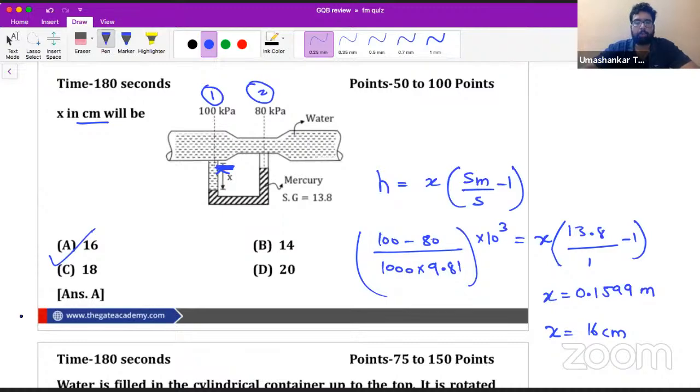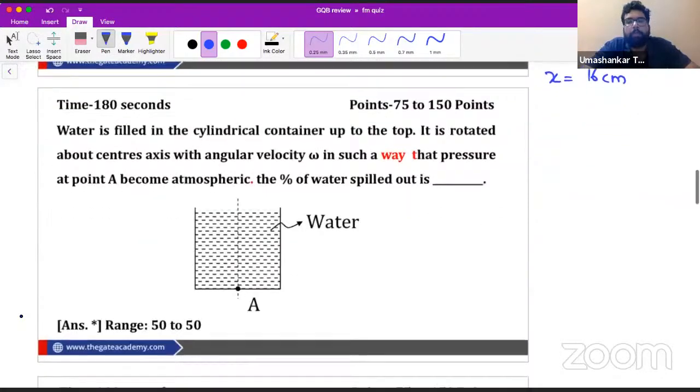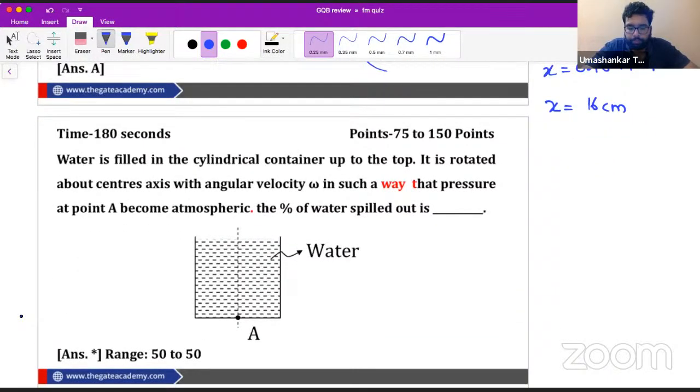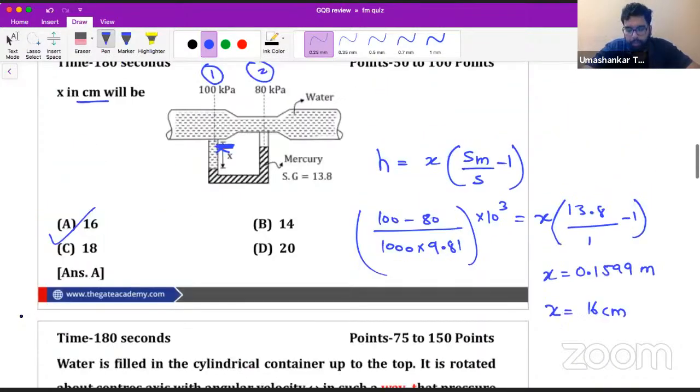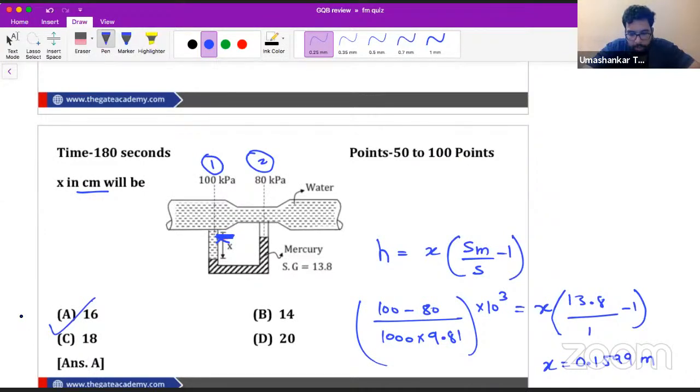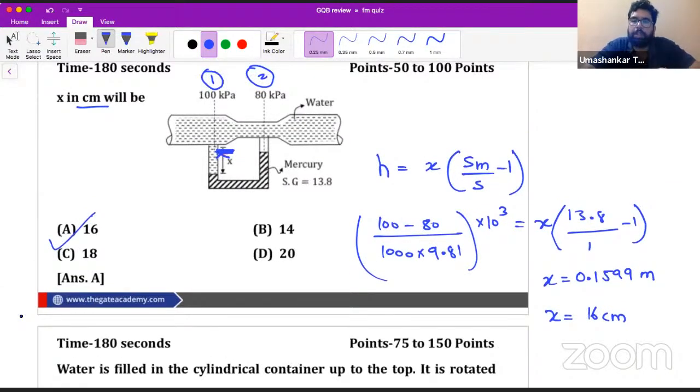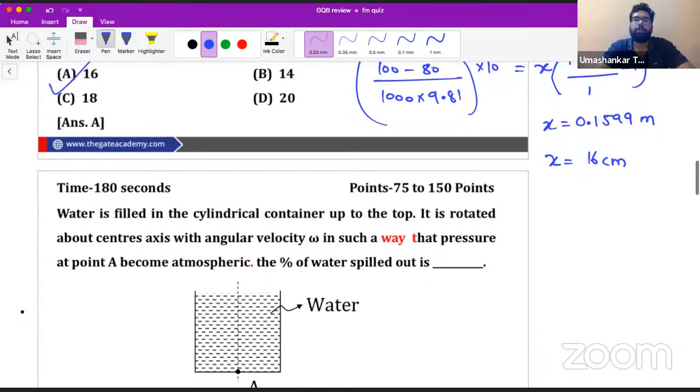Now, did any of you make a mistake here? Can you tell me what mistake you have made in this question? Some of you were not able to answer it correctly. We see this kind of question a lot in the previous year GATE also. So I am expecting this is clear now. Now moving to the next question.